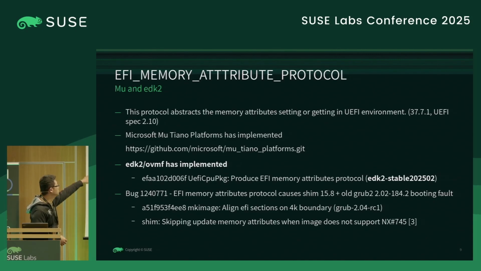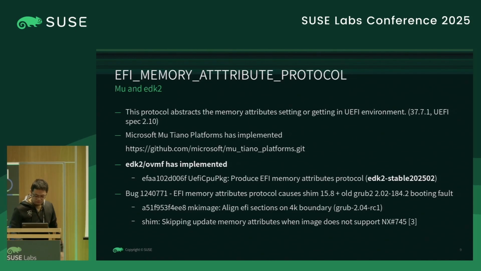Then after that, we started to find some bugs. I filed a bug, and after debugging with Michael Zhang and Gary Lin, who are our GRUB2 experts, GRUB2 now has an old GRUB2 master report with a patch for the 4K alignment, and I also sent a patch to the Shim upstream for checking the NX flag. If GRUB2 does not set the NX flag, we should not call the EFI memory attribute protocol, because it does not make sense.